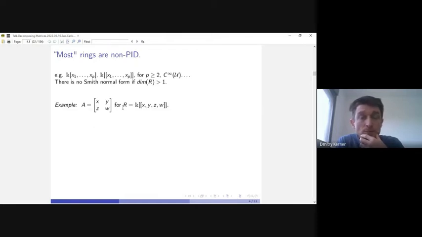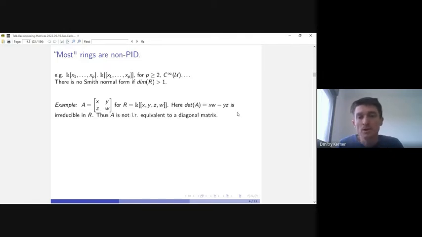So once again, the problem is that in most cases of interest, there is no Smith normal form. For example, take this ring, take this matrix of indeterminates, and then the determinant here is just irreducible. We cannot break it into pieces. And as the determinant is irreducible, there is no hope to bring this matrix to a diagonal matrix, not even to an upper triangular matrix, because the determinant is irreducible.